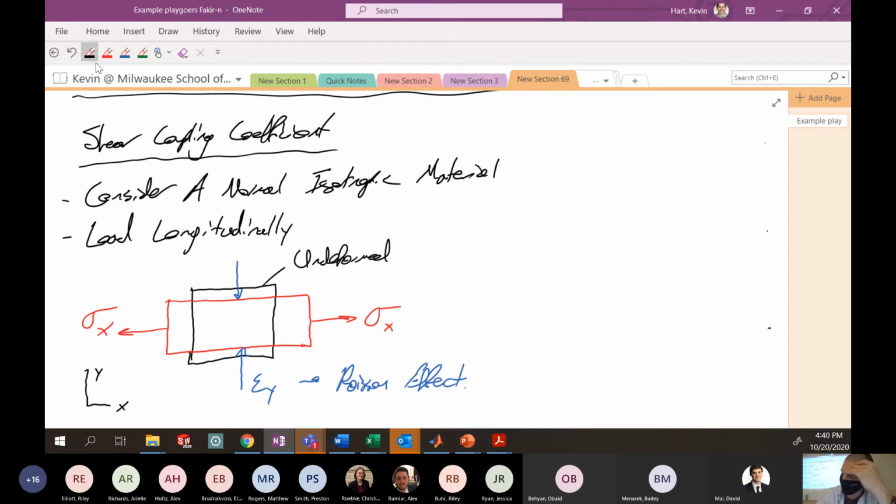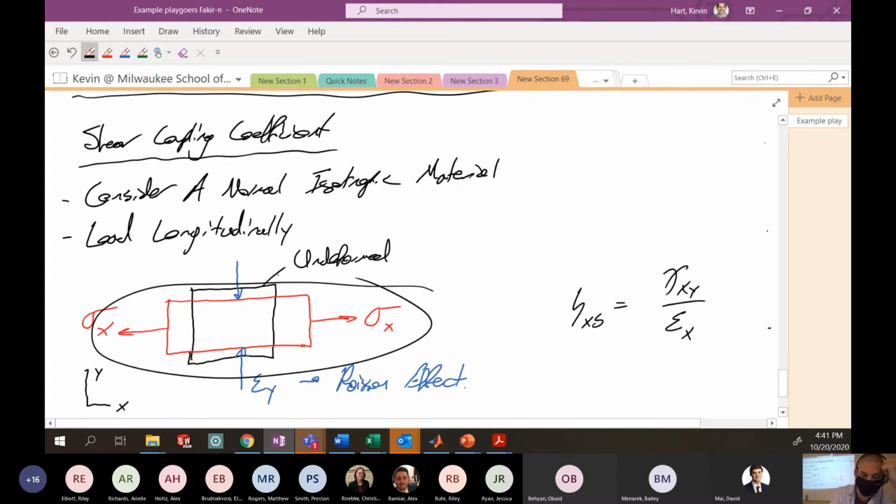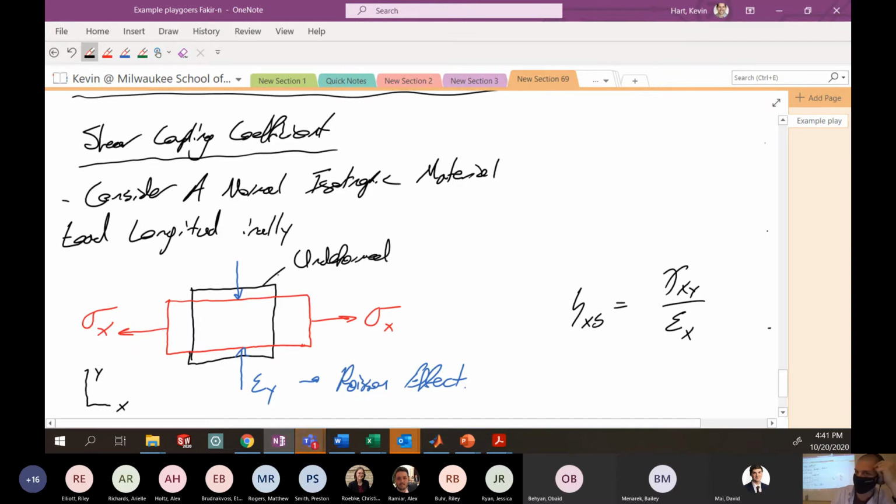Now, the shear coupling coefficient, remember by definition, is the ratio of the shear strain that we develop divided by the longitudinal strain that we develop. How much shear strain do you develop in an isotropic material when you only load it longitudinally? How much shear strain is developed in this deformed piece? Do we have any shear strain? No, there's no shear strain on that piece, okay?